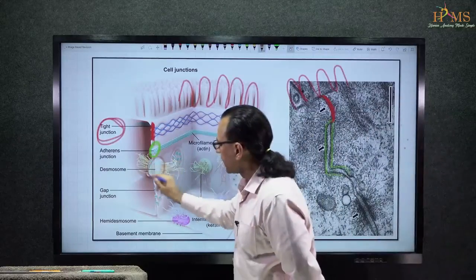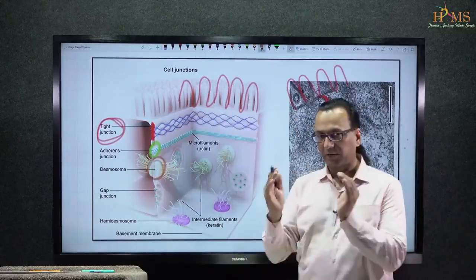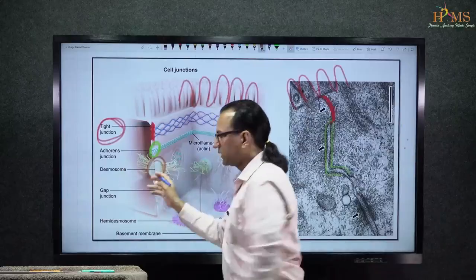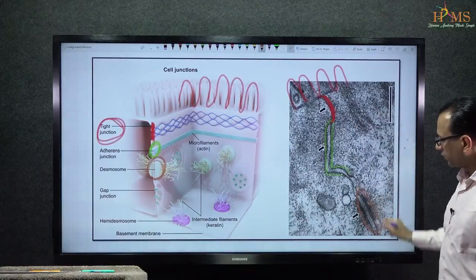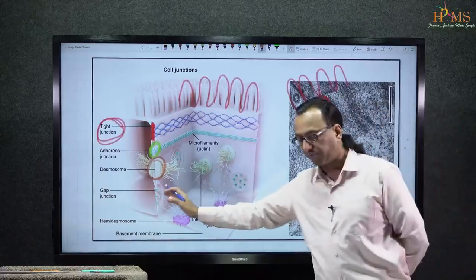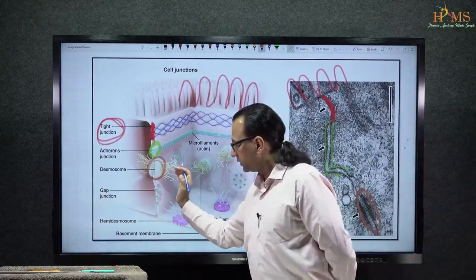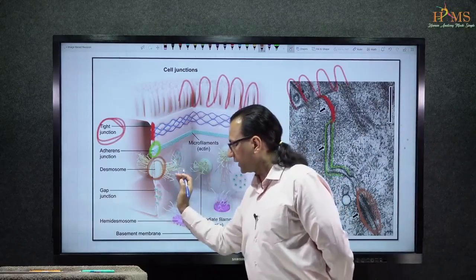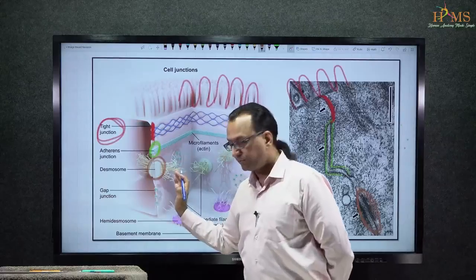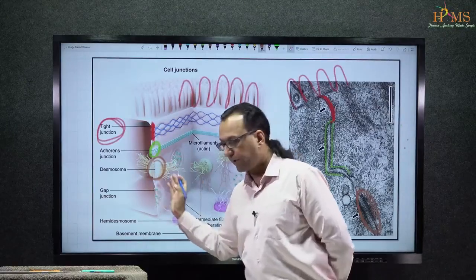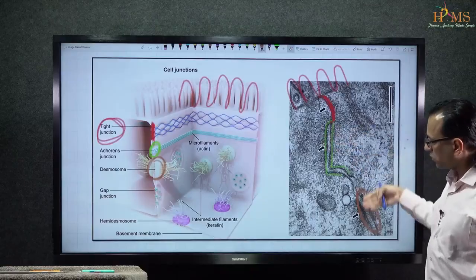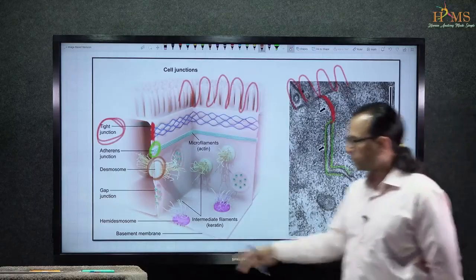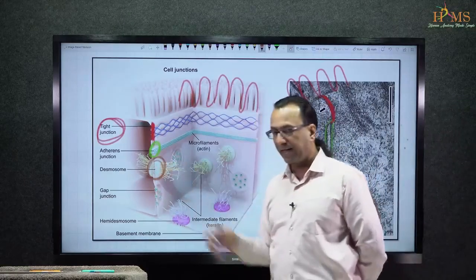Then it will be increasing at the level of the desmosome, becoming 25 nanometers, which you can also make out here. This is the level of the desmosomes. Desmosomes are identified by the fact that they have dense surroundings here on either side of the intercellular gap, and it is below the zona adherens. This is also called macula adherens. The desmosomes are also called macula adherens.